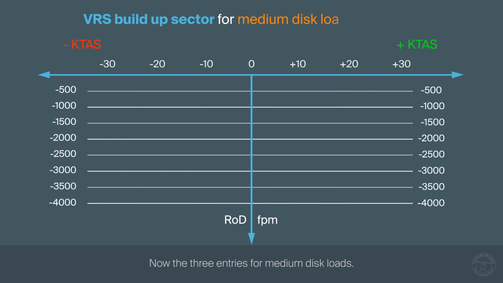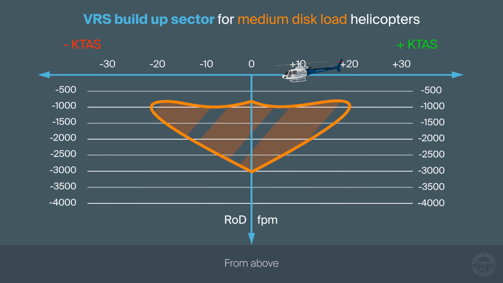Now, the 3 entries for medium disk loads. From above, from the side, from below. This can also occur during sling operations.